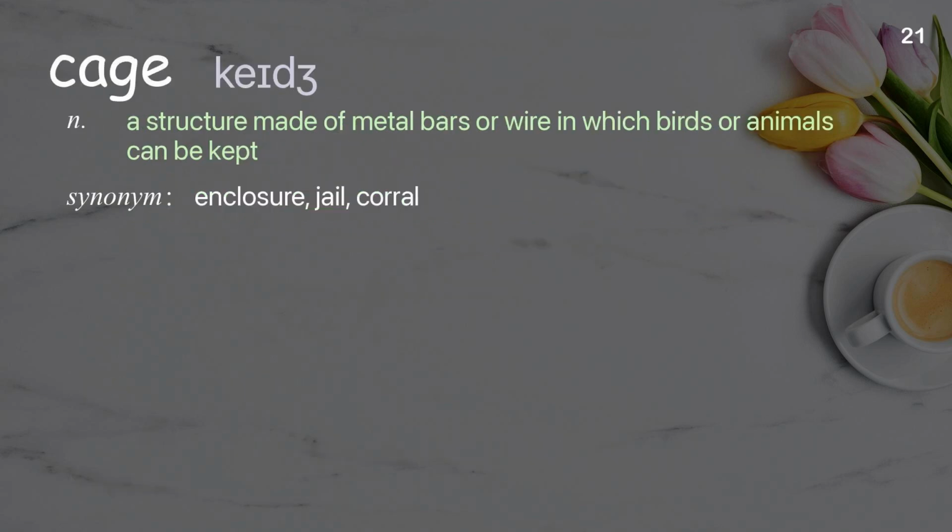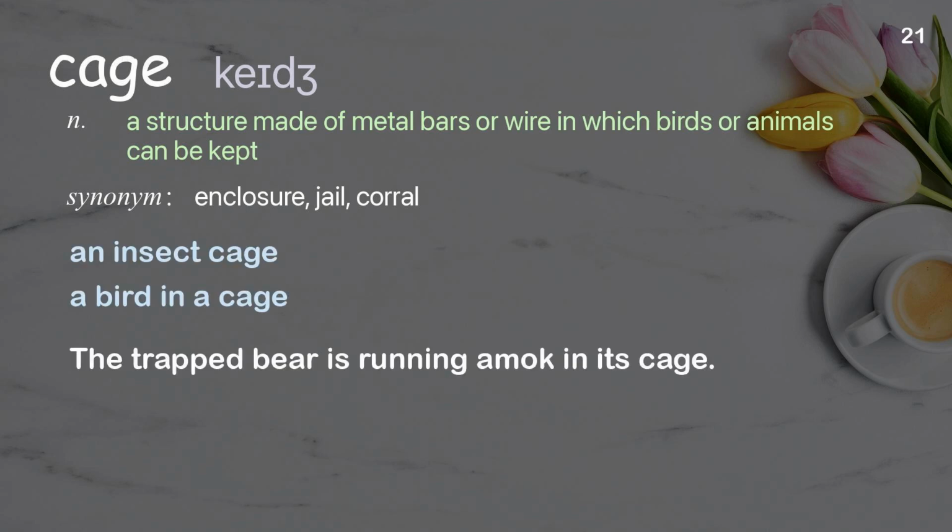Cage: a structure made of metal bars or wire in which birds or animals can be kept. Examples: an insect cage, a bird in a cage. The trapped bear is running amok in its cage.